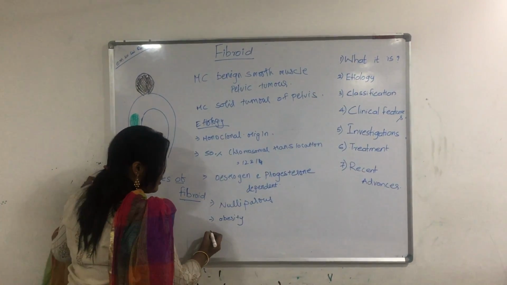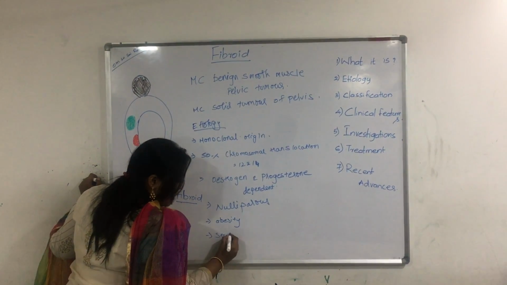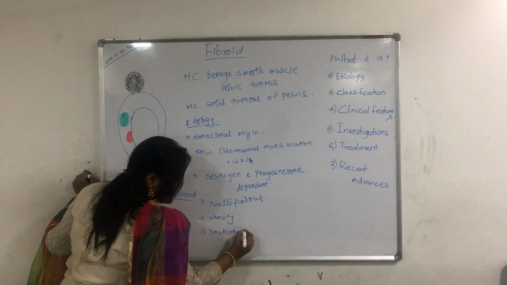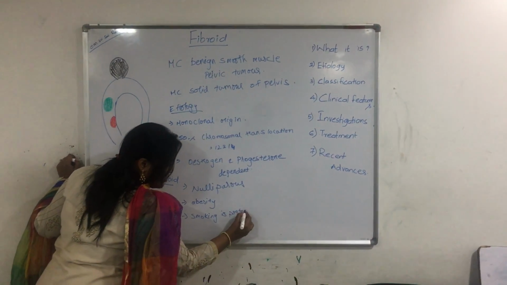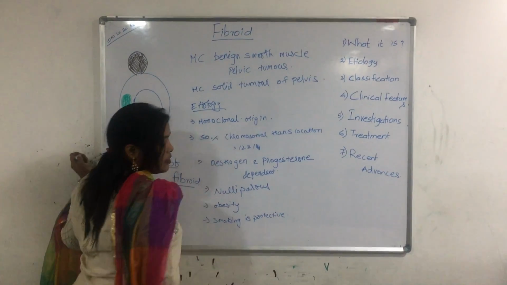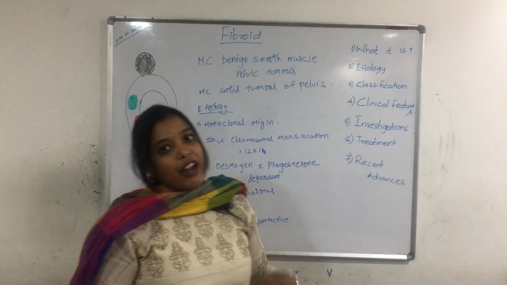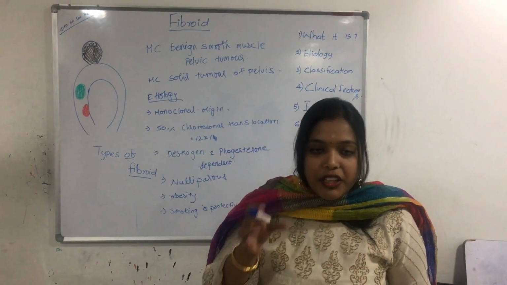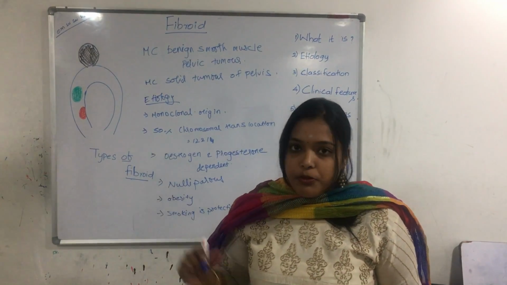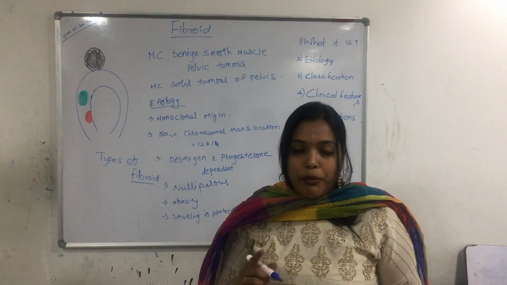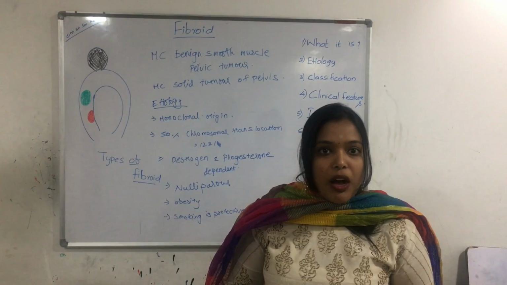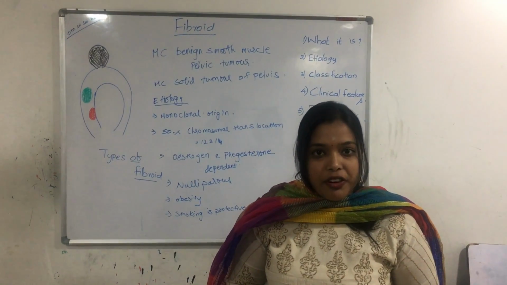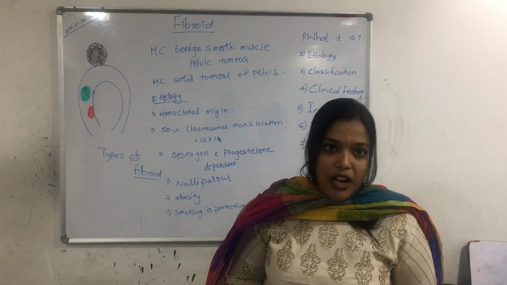The next thing is that smoking is protective for fibroids. Smoking is an etiological factor for many things, but I am stressing it here because you might get confused when they give it among the risk factors. Smoking is protective for fibroids. There is one more condition where smoking is protective: to our surprise, smoking is even protective for PIH, that is pregnancy induced hypertension.